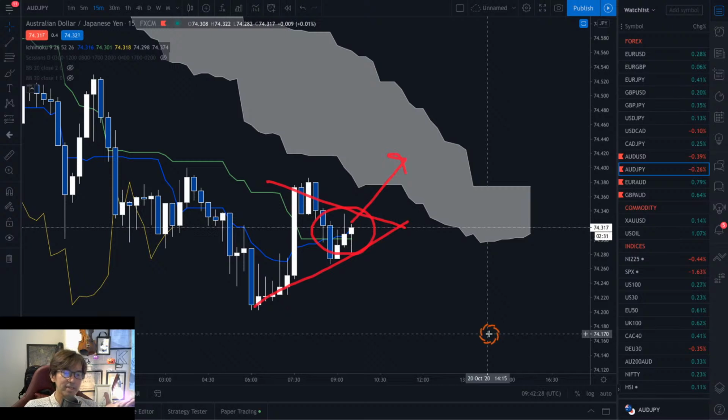Sometimes you see dead cross in one time frame, but you see gold cross in another time frame. But don't get confused, right? You know the direction which way you want to take trades. If this is uptrending, then always look for gold cross. If this is downtrending, then always look for the dead cross on any time frames.